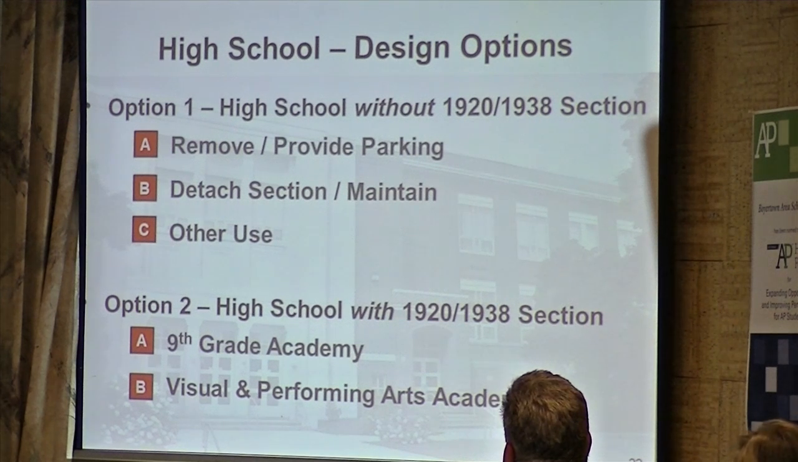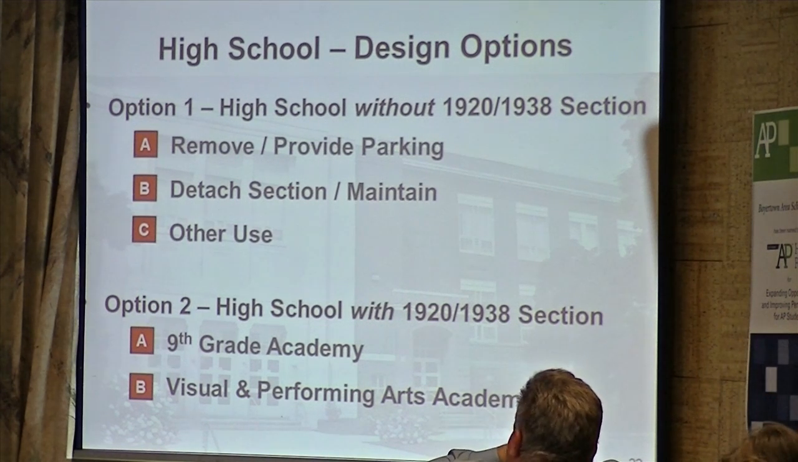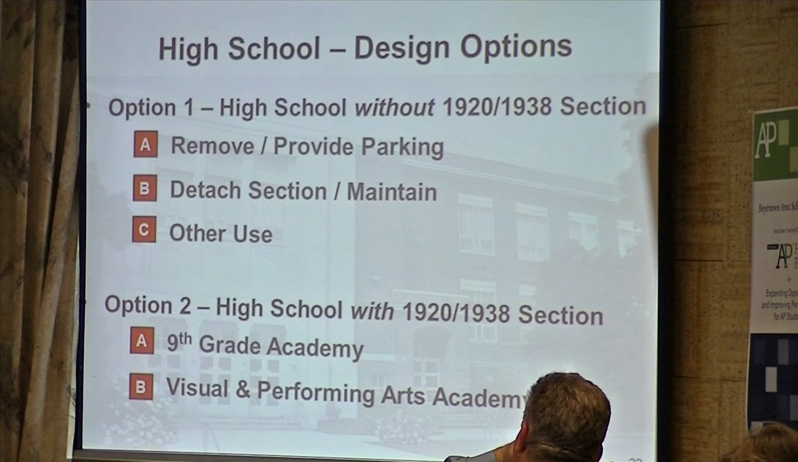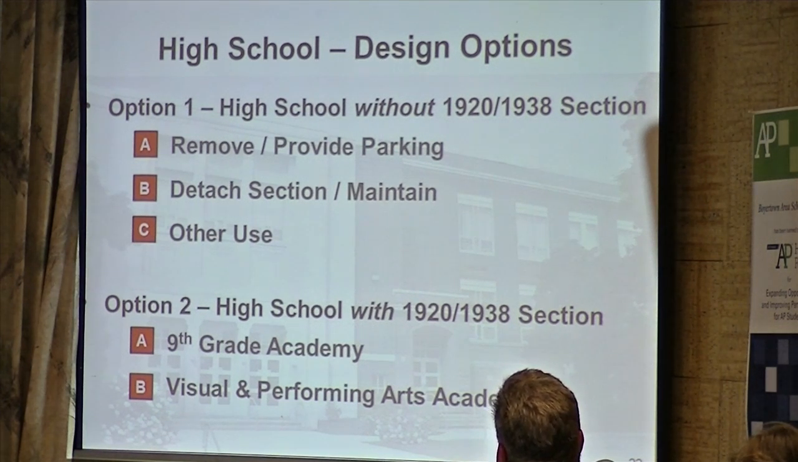Option one is the high school without the 1920 and the 1938 section of the building as part of the high school program. There are three things you could do with that existing building. You could remove it and provide parking. You can detach the section where we had the driveway coming through and maintain the old structure as a historical facility and renovate it. Or you could provide another use for that building, whether it's a community use, a district office, or some other use other than the high school.